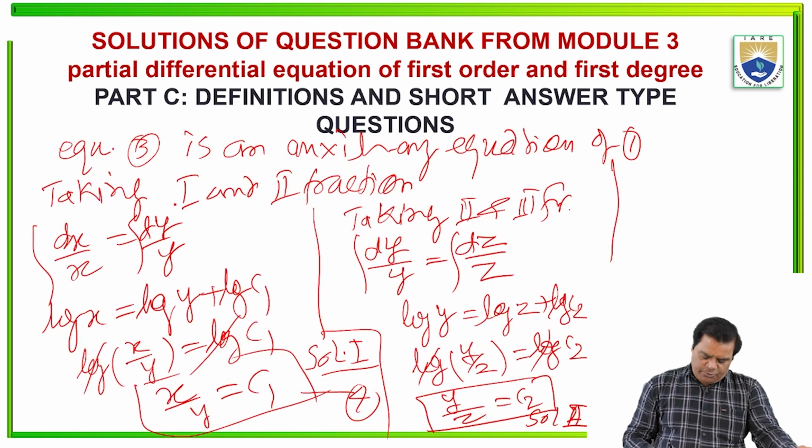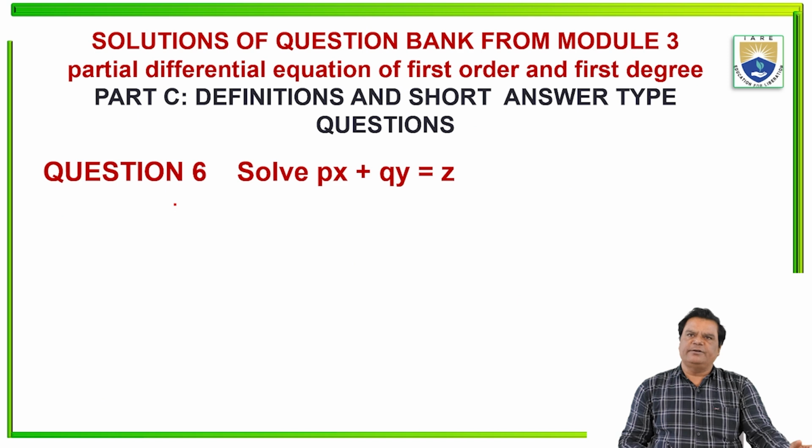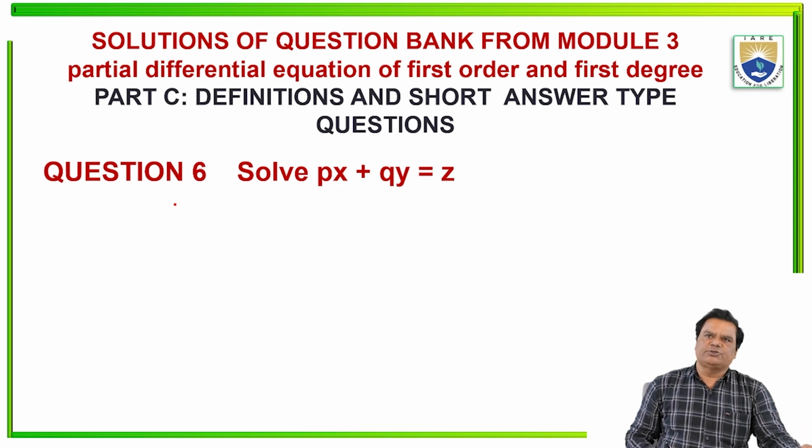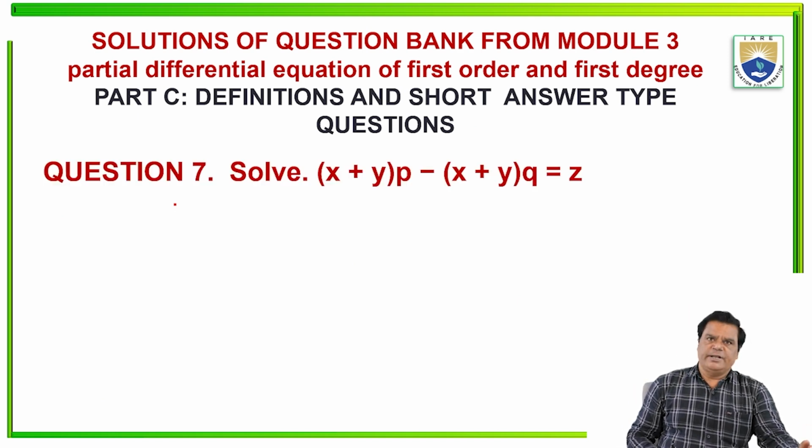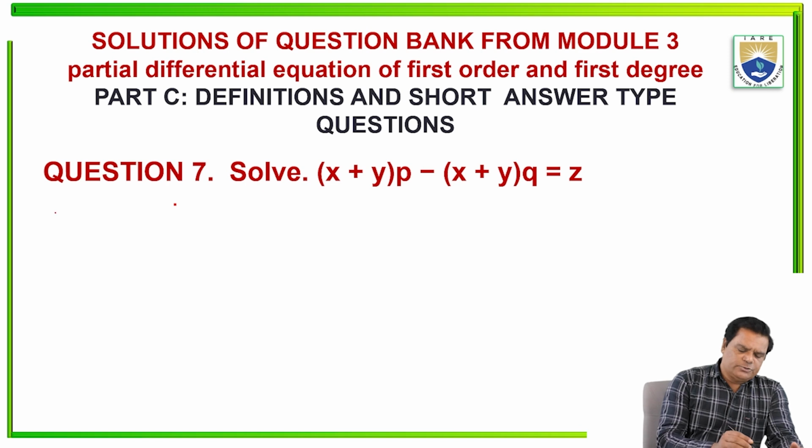So this is a repeat question here. The same question repeats: px plus qy equal to z. Next question is 7. Solution.